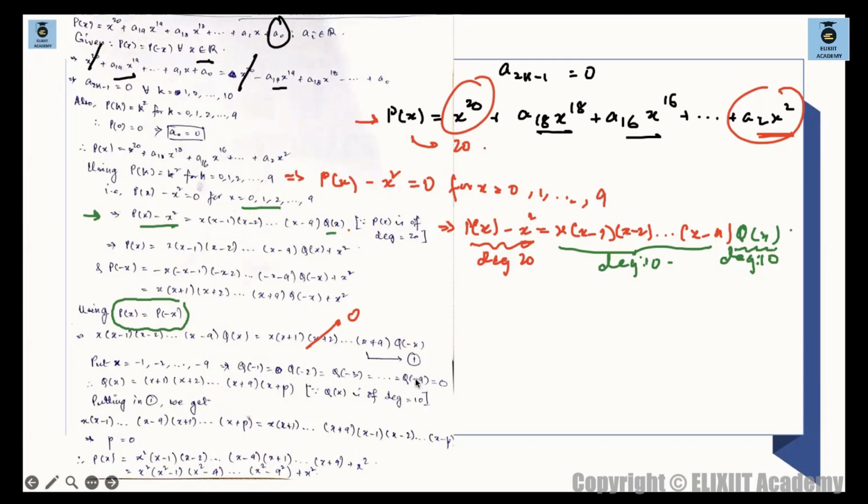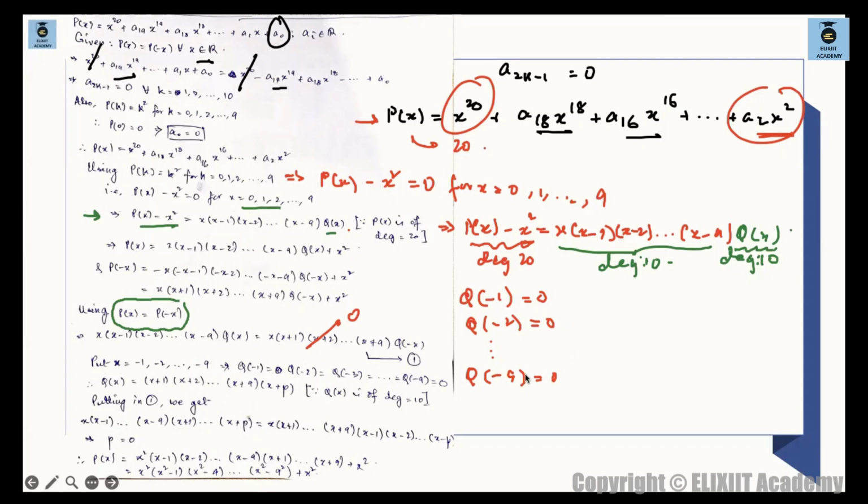Got it? Which means q of minus 1 is 0, q of minus 2 is 0, and so on till q of minus 9 is 0. What is the meaning of this? Minus 1, minus 2 and so on till minus 9 are basically the roots of q(x), yes or no? These are basically the roots of q(x).